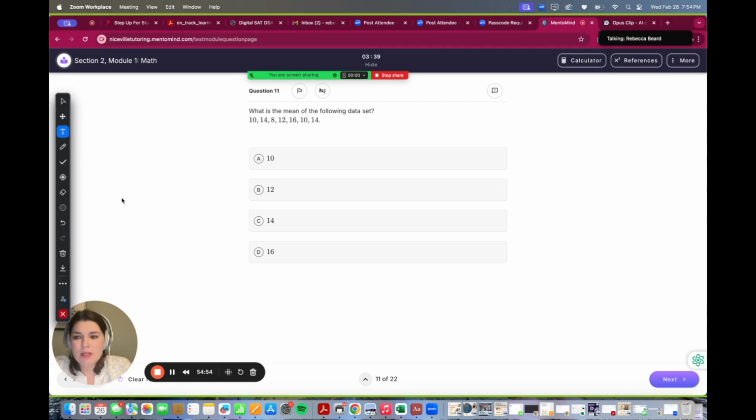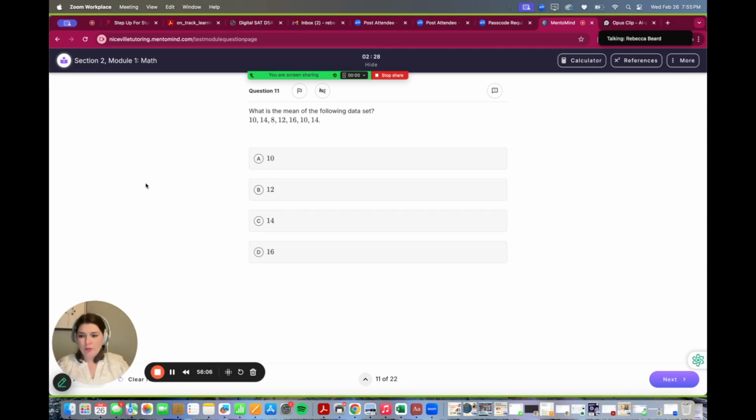Okay, what is the mean of the following data? This question is a trap if you don't figure out the word mean. So a little refresher: mean and the word average mean the same thing. You add them all up and then you divide by the number there, which makes the answer B.